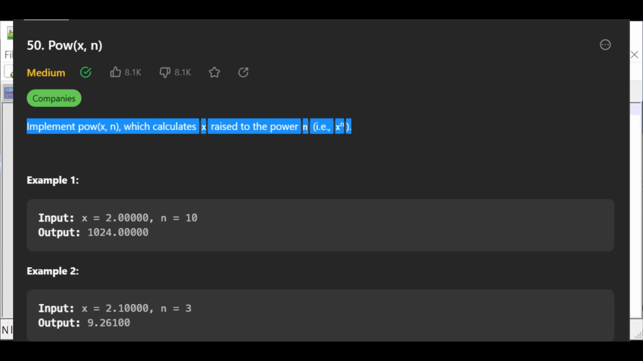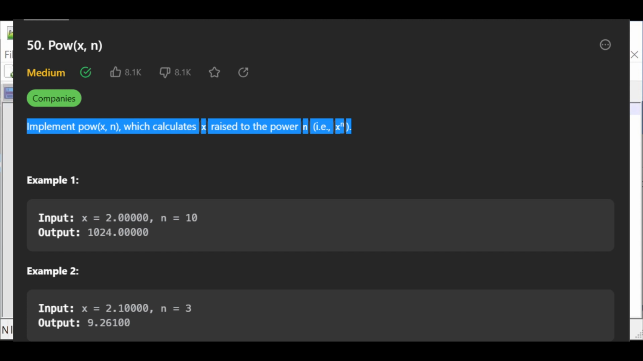The problem is Power of x to the n. In the problem statement they give two input variables, one is x, another one is n, and you have to figure out x to the power of n. So let's say x equal to 2 and n equal to 2. Here x is 2 and n is also 2, so you have to figure out 2 to the power of 2, which means 4, right? How is it 4? Because you have to multiply 2 two times, which is equal to 4.